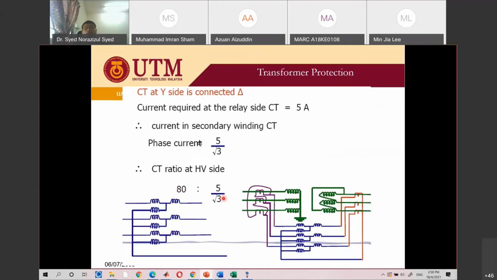Okay, how do you make sure that you have the correct one? Basically, you can use 80 times root 3 and 5 times root 3. I think it's just the same ratio. Because the question just requires you to find the ratio, not the correct HV and LV.